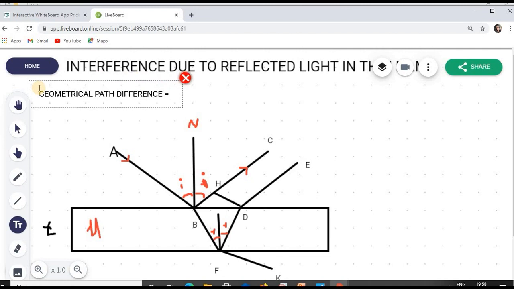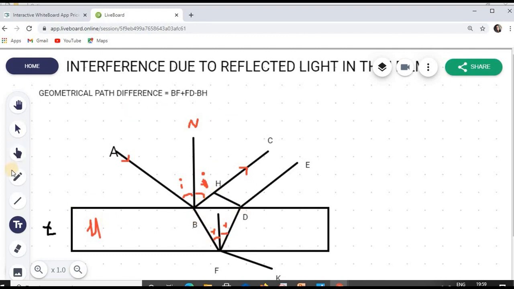Geometrical path difference is equal to what? BF plus FD minus BH. Now I have to make it the optical path difference. For that I will have to multiply with the refractive index of the medium through which it travels. BF and FD are the ray paths in a medium of refractive index mu, and BH is traveling in air.